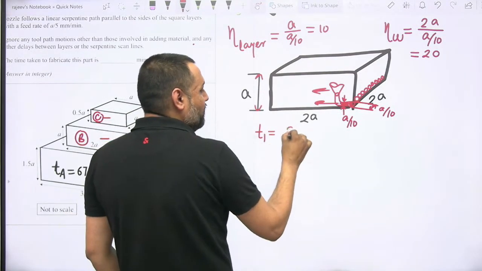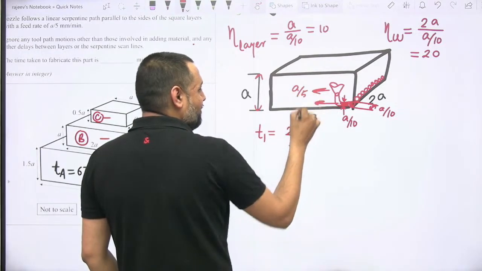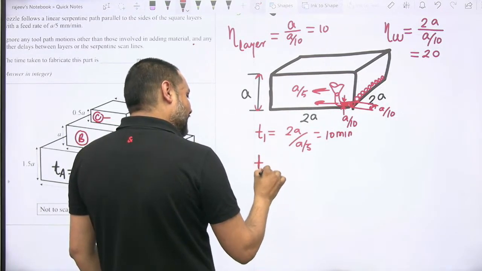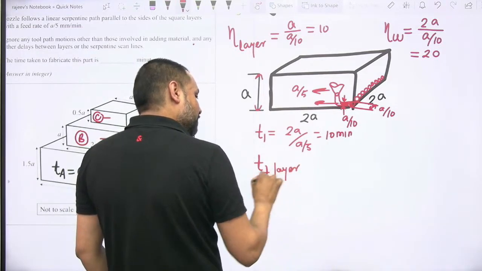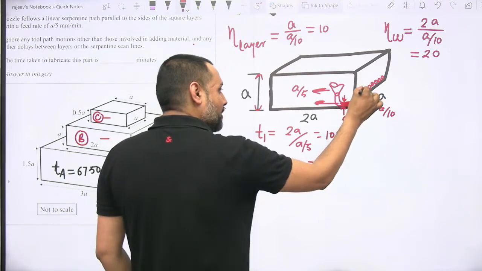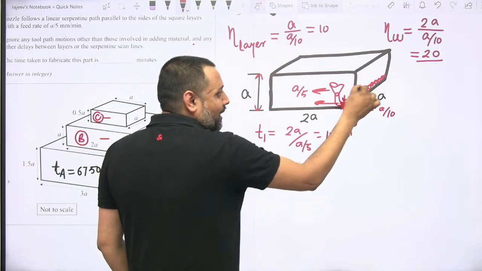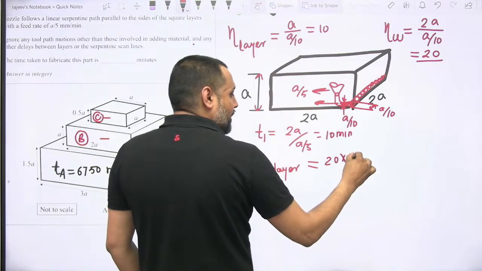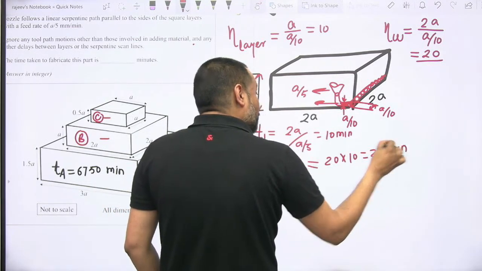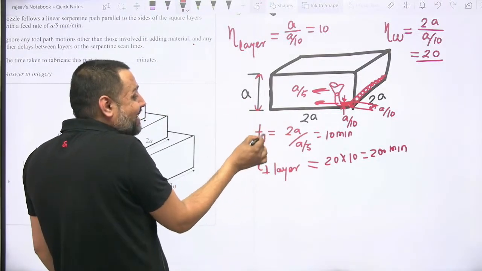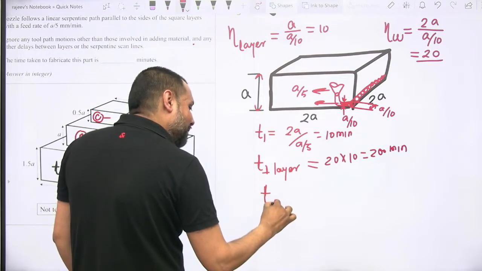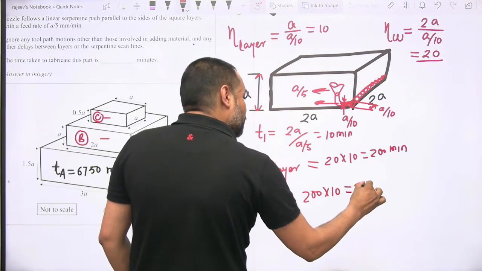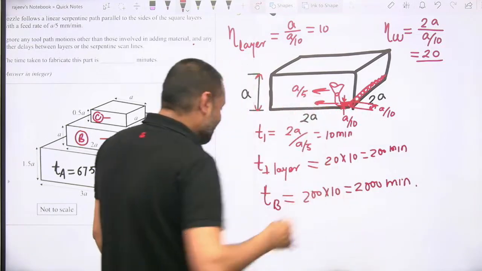My dear students, time taken in one pass will be 2A divided by the speed, which is A by 5. So 2A divided by A by 5 is equal to 10 minutes. So the total time taken for making one layer, from here to there, 20 such cylindrical pieces are being deposited. So that will be equal to 20 into 10 is equal to 200 minutes. So how many layers are required in total? Total 10 layers are required. So the total time taken for making block B will be 200 into 10 is equal to 2000 minutes. Yes, very nice my dear students.